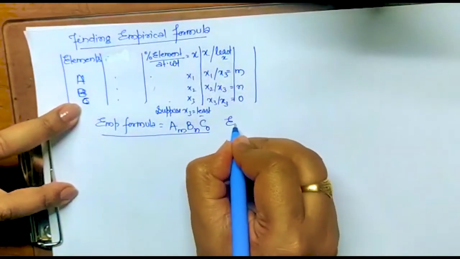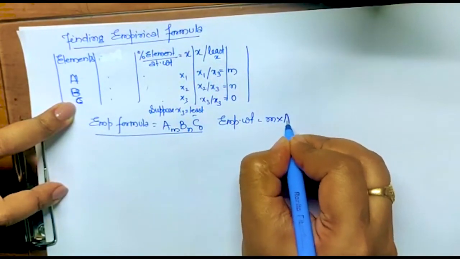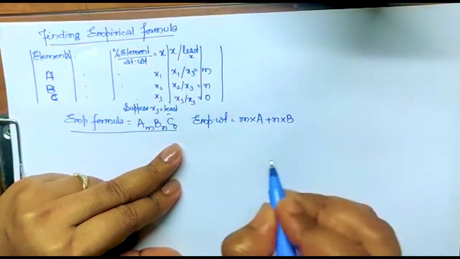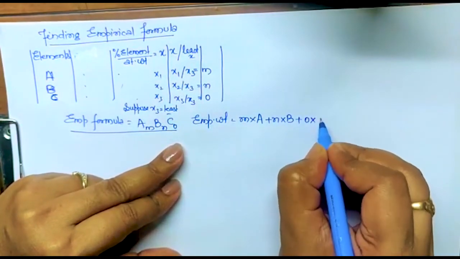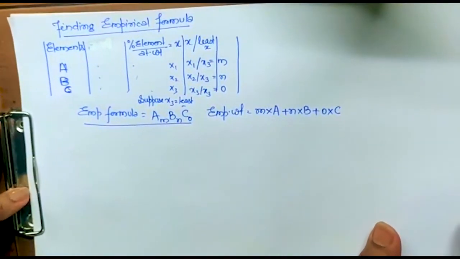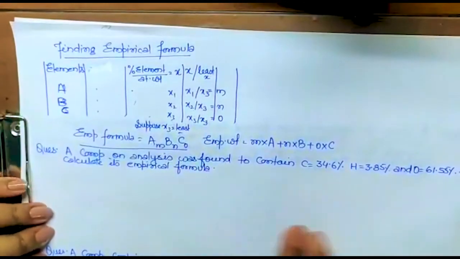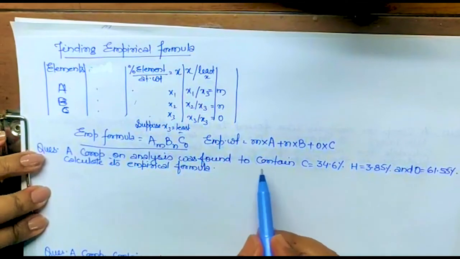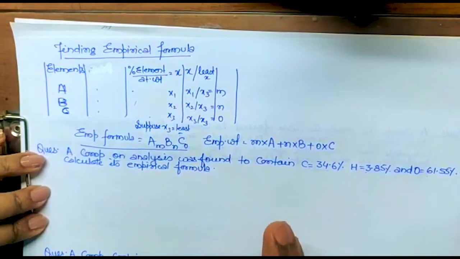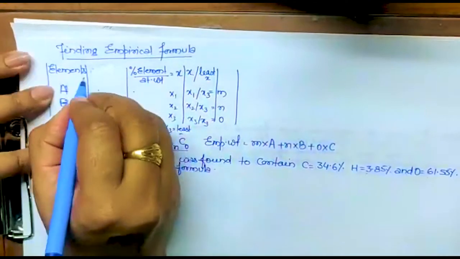And to find the empirical weight, how will you do it? You will do m into the atomic weight of A, plus n into the atomic weight of B, plus o into the atomic weight of C. That is the empirical weight. So let's work it out in the form of a numerical. Here's the question. It says that a compound on analysis was found to contain carbon, hydrogen, and oxygen. Calculate its empirical formula only. That means we don't have to do all these other things, only this part.